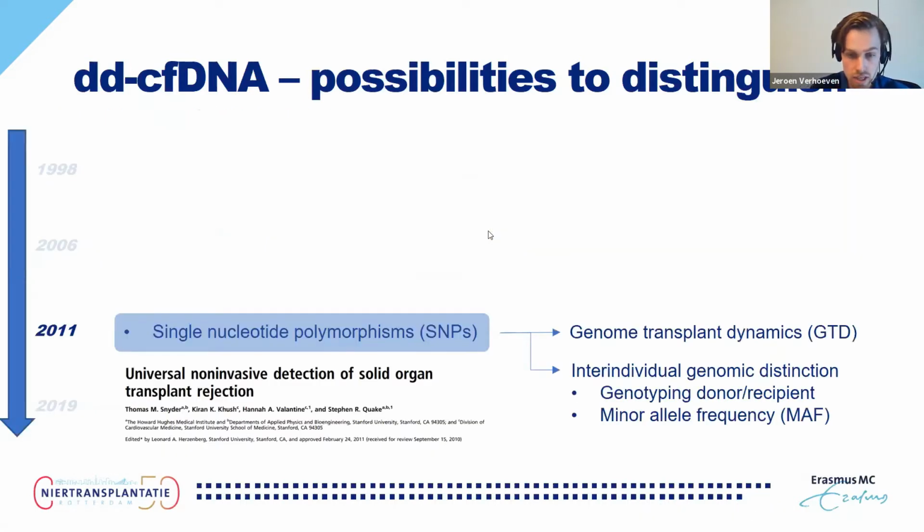In 2011, Snyder et al. showed in a study that SNPs can be used to detect donor-derived cell-free DNA, which was also called genome transplant dynamics. Detection of SNPs was also based on individual genomic distinction, of course. What they did was they genotyped both the donor and the recipient, and the panel of SNPs that was used to find the donor-specific SNPs contained SNPs with a certain minor allele frequency. So that means SNPs with a certain variation in the population, to guarantee that donor-specific SNPs could be detected to eventually detect donor-derived cell-free DNA.